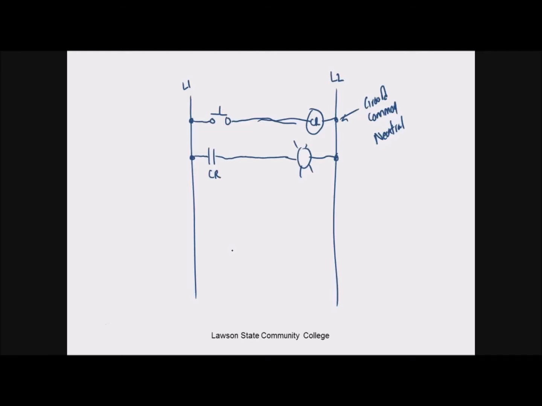So right now, there's no power across the coil. The coil's de-energized. The normally open contact would be open, and so the light would be off. I come up here and press that button, that's going to energize the relay. That normally open contact is going to do what? It's going to close and the light will come on. Now what does this look like? Well, this looks like a ladder.